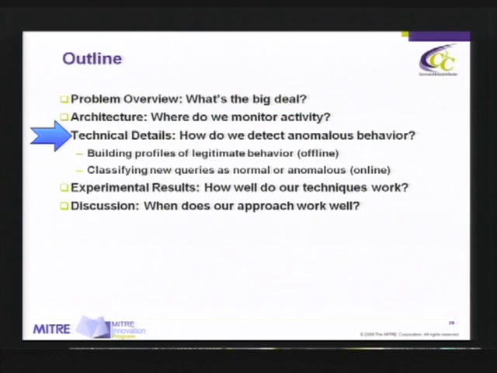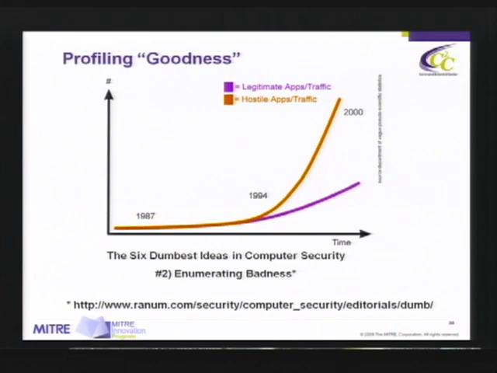So now that we know where we're plugging in and what sort of information we get, how do we detect anomalous behavior? First, sort of a side trek, if you will. Marcus Ranum has a blog that he rants in every once in a while. And one of the things he's put together is the six dumbest ideas in computer security. He says that one of the dumbest things you can do is enumerate badness. And he uses this graphic to justify that.